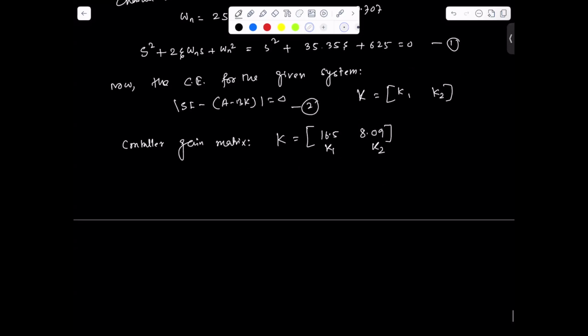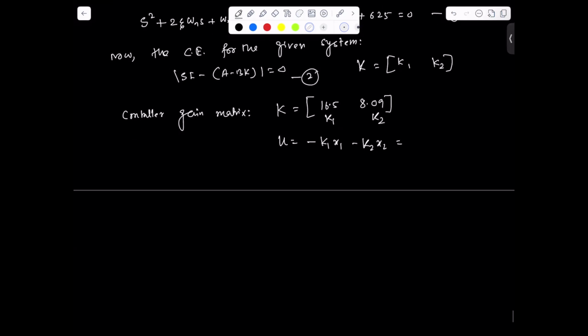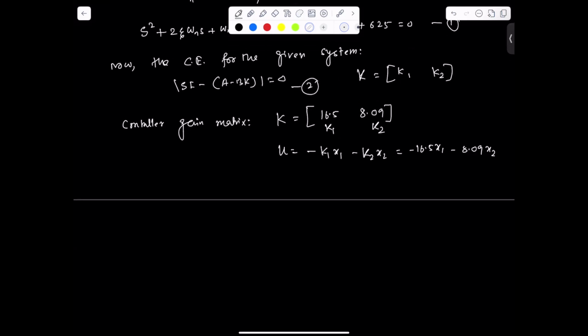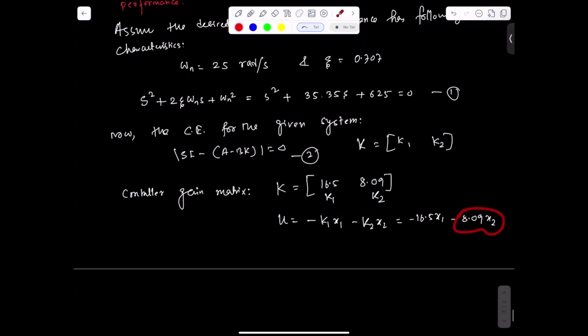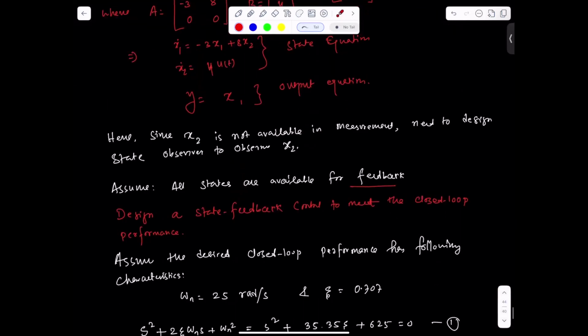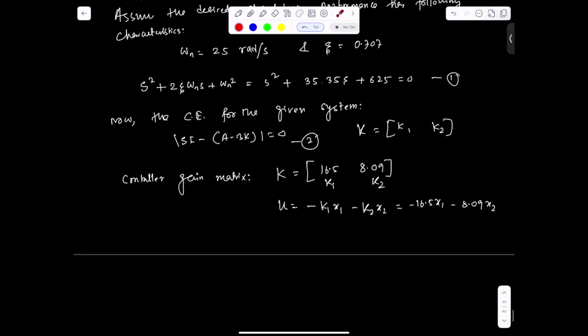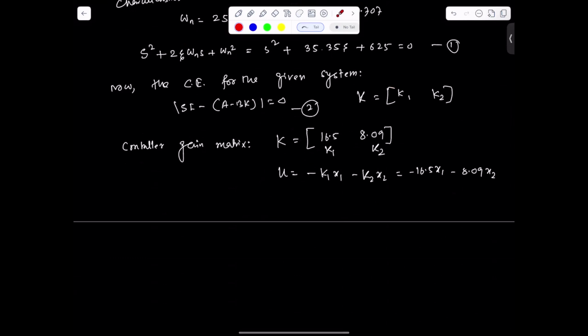Here our state feedback control algorithm is u equal to minus K1 x1 minus K2 x2, where K1 is 62.5 and K2 is 8.09. If you notice here in the control algorithm, we have x2. But in the output equation of the system given to us, we only have x1. So we need to design the observer here.